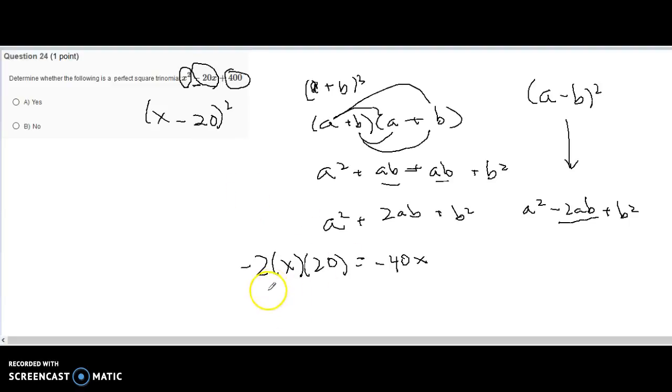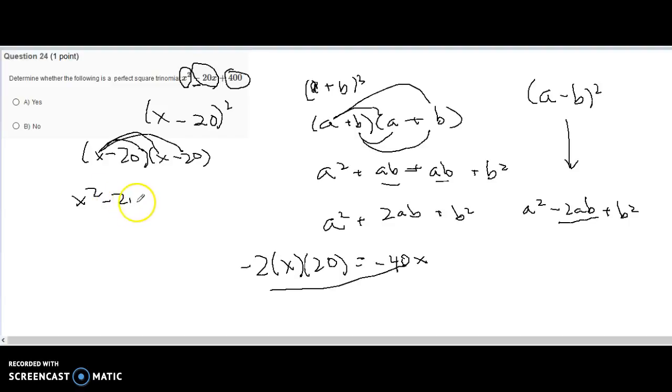If it's hard to see that that's what we're after, go ahead and take the time to expand this. x minus 20, and then use the distributive property. So x times x is x squared. x times negative 20 is negative 20x. Negative 20 times x is another negative 20x. And negative 20 times negative 20 is positive 400. And so we have x squared minus 40x plus 400. Not x squared minus 20x plus 400. So in fact, what we've just shown is that this is not a perfect square trinomial. The answer is no.